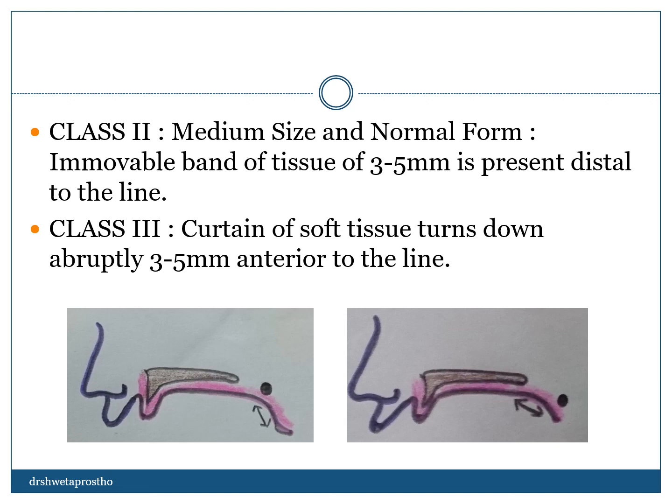Class 2 medium, as we see in the first picture. Immovable band of tissue distal to the line passing through the tuberosities, shown by the black dot, is approximately 3 to 5 millimeter. In class 3, a curtain of soft tissue, it turns down abruptly. In this, the soft tissue starts 3 to 5 millimeter anterior to the line as shown in the second figure. I hope this part is clear to you all.